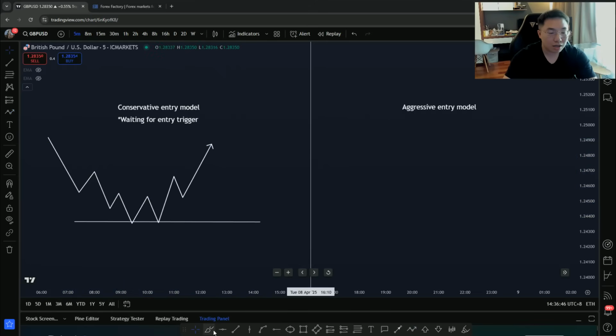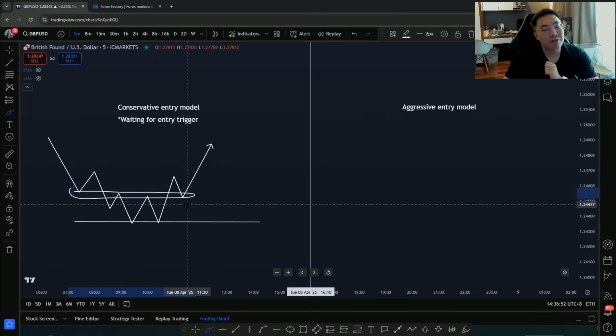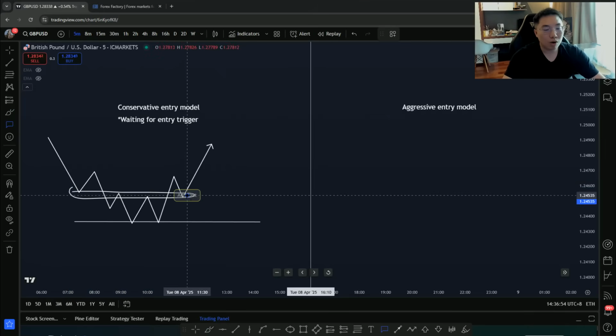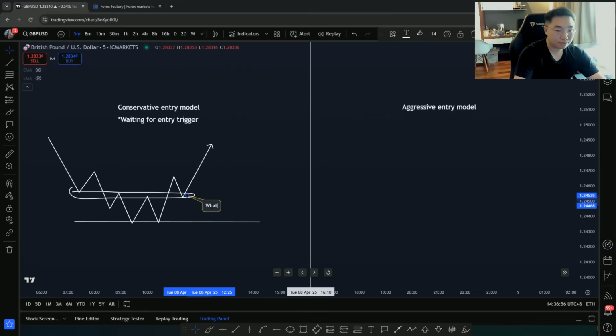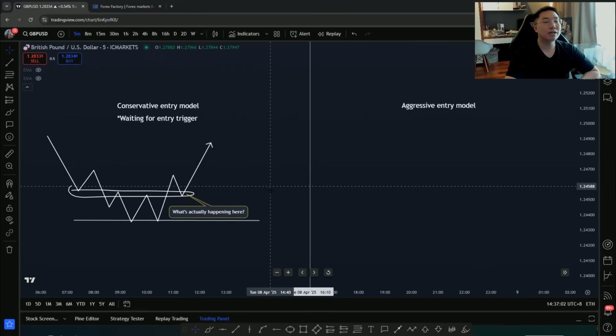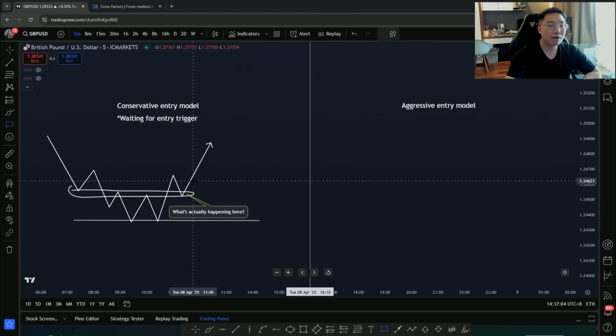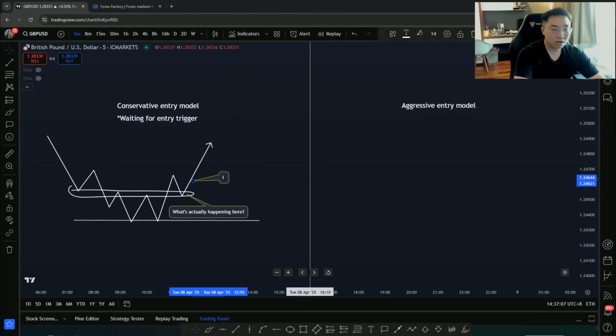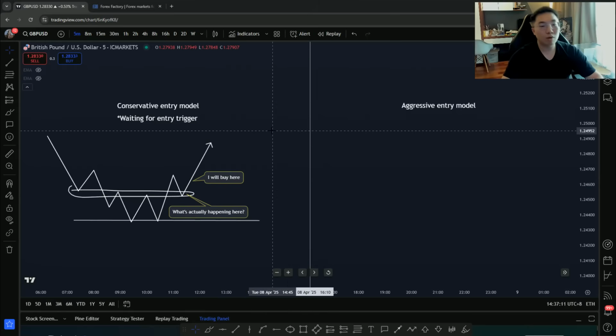So the whole thing here is we will wait for an actual response at this level, and then we observe what's actually happening here before we pull the trigger and say, okay, I am fine, I want to go long here. This is what we call a conservative entry model.